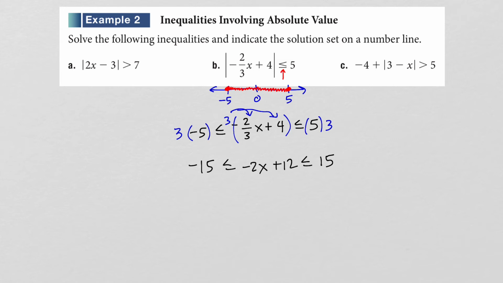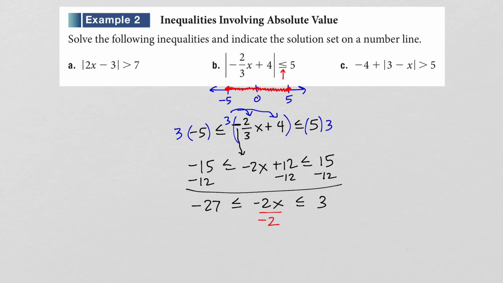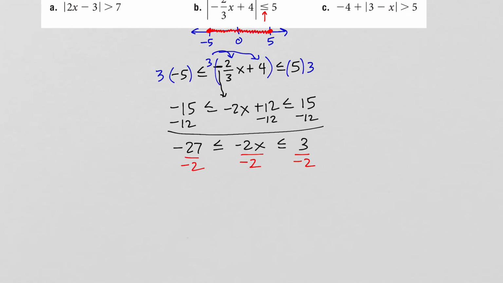So it kind of got a little bit obscured there, but there is a negative sign there, right? So that just comes down there. Next, I'm going to subtract 12 from everything. This gives us negative 27 less than or equal to negative 2x less than or equal to 3. And now, finally, to solve for x, I have to divide by negative 2. And that means I have to divide everything by negative 2. But remember, this is an inequality. So when you divide by a negative, these inequality symbols must reverse. It's very important we realize that.